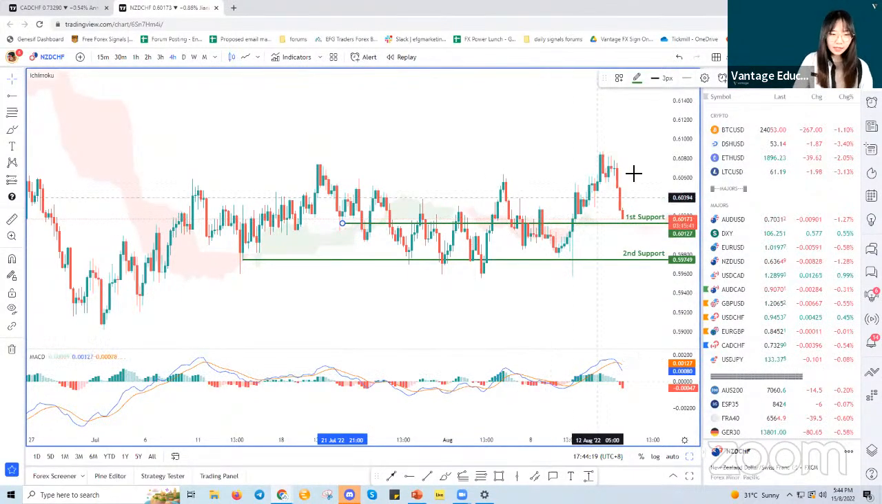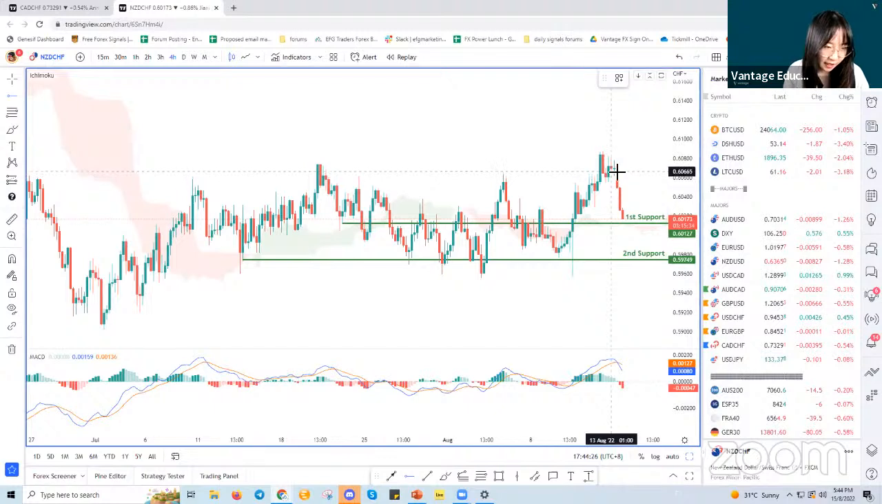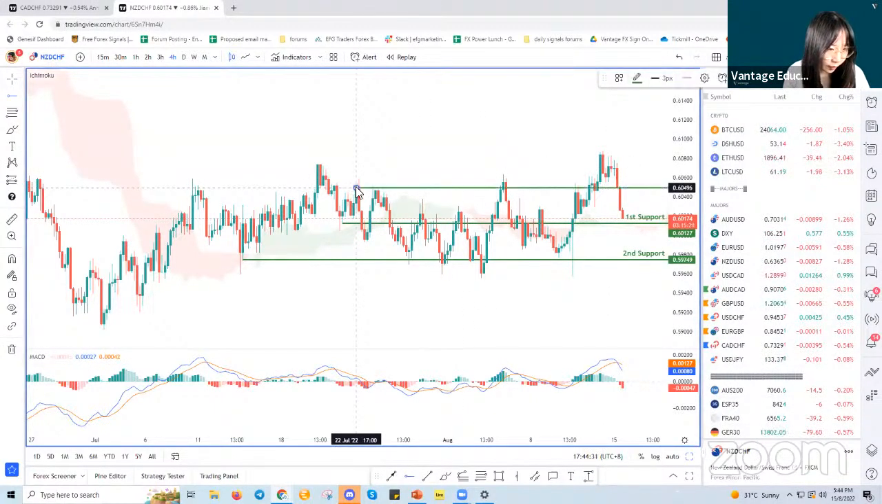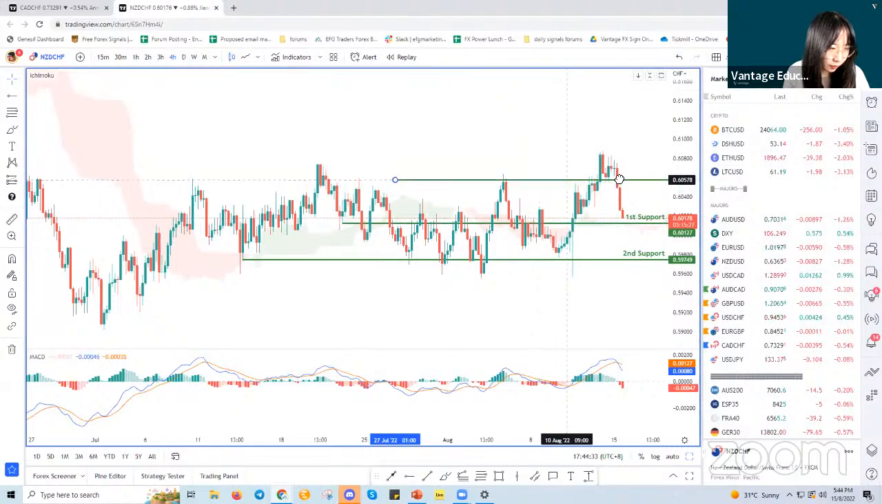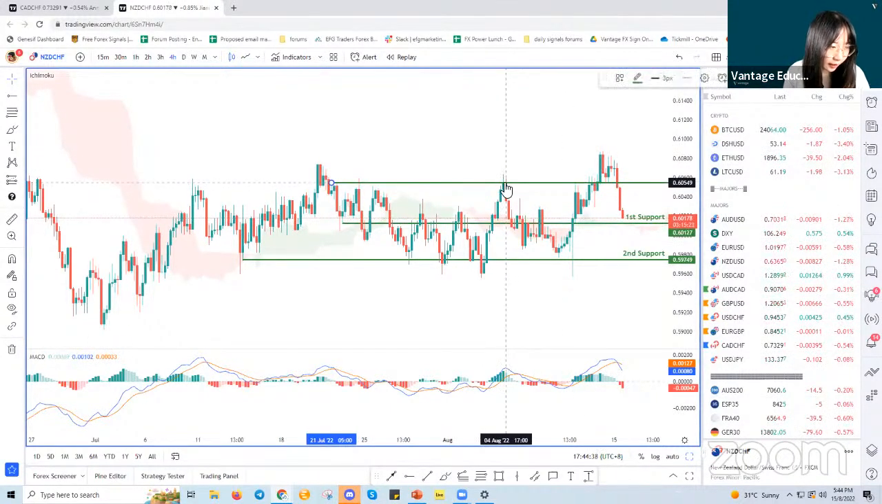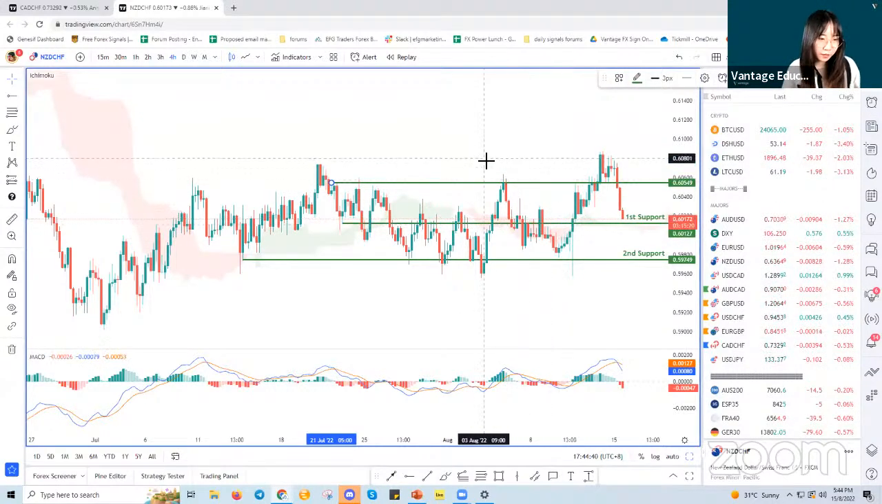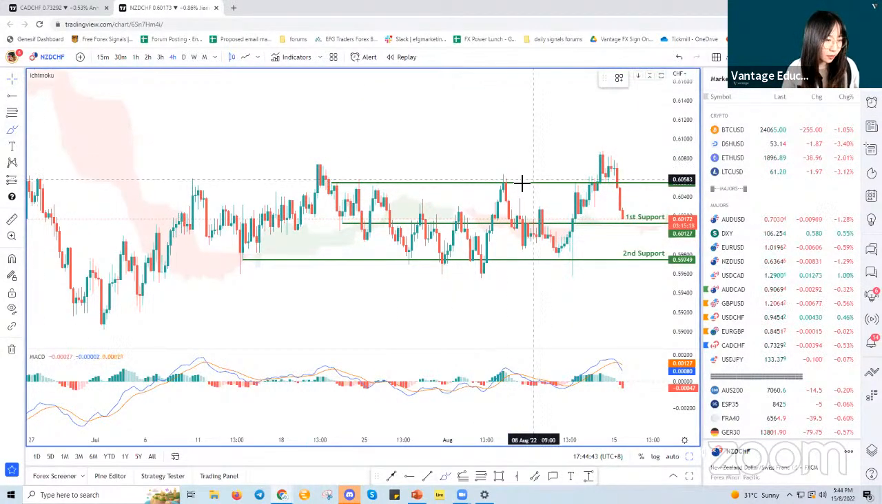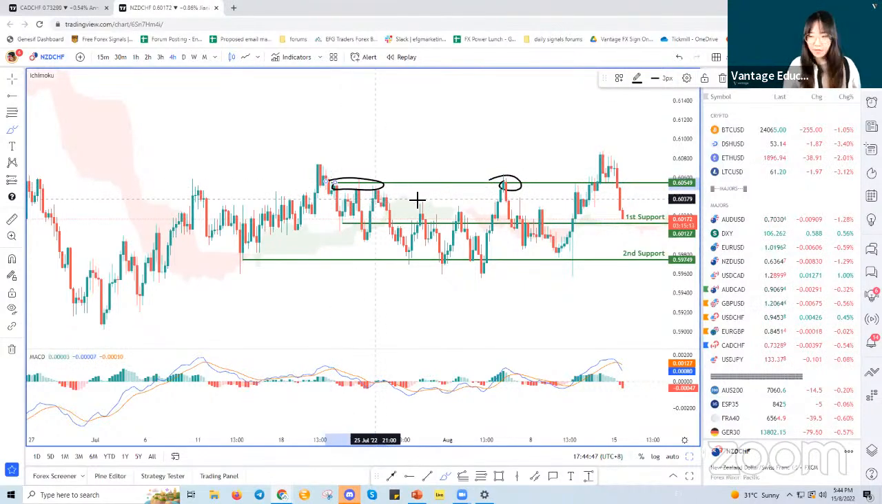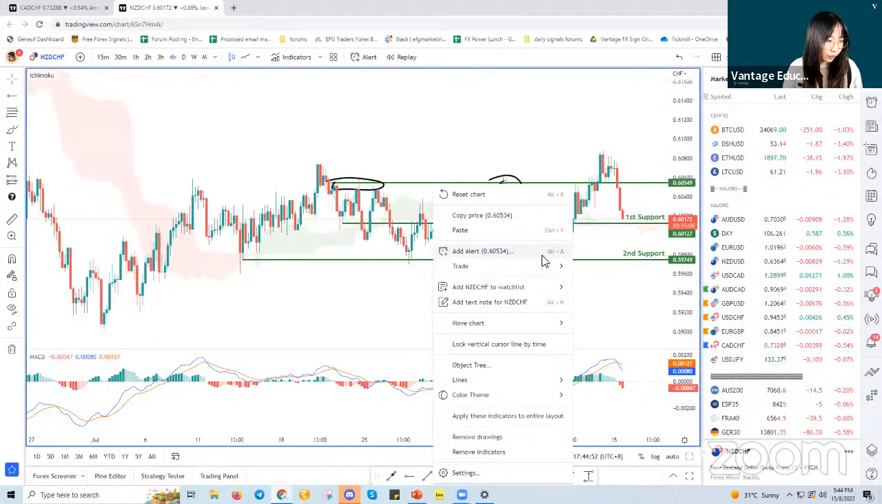However, if the price doesn't follow our idea, it may go up in the future, and we can expect the price to go up to here. You can expect the price to go up to here because here is our swing high, and there are also some touches. So here could be our resistance level.